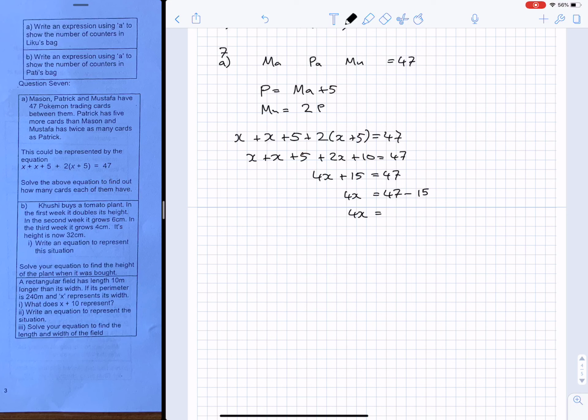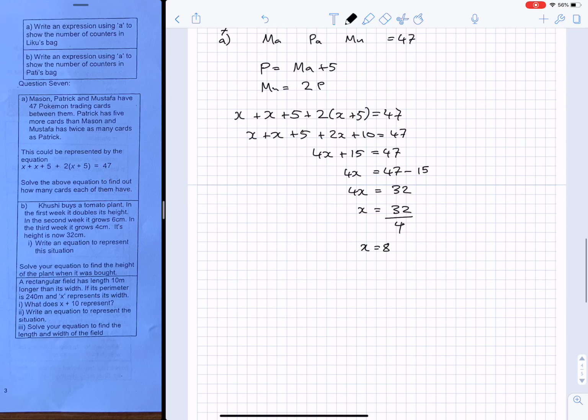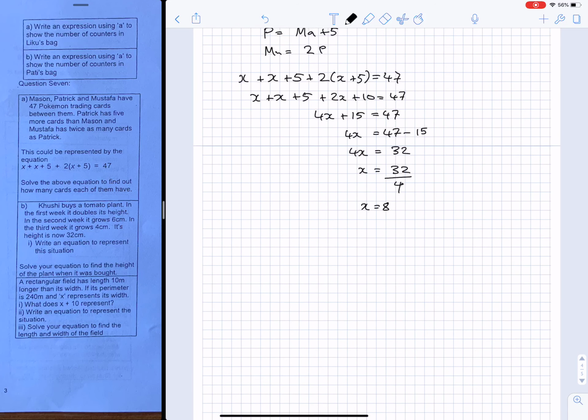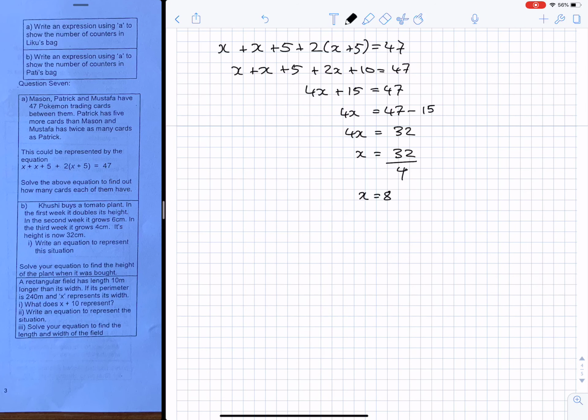4x equals 32, x equals 32 divided by 4, x equals 8. B, 7b.